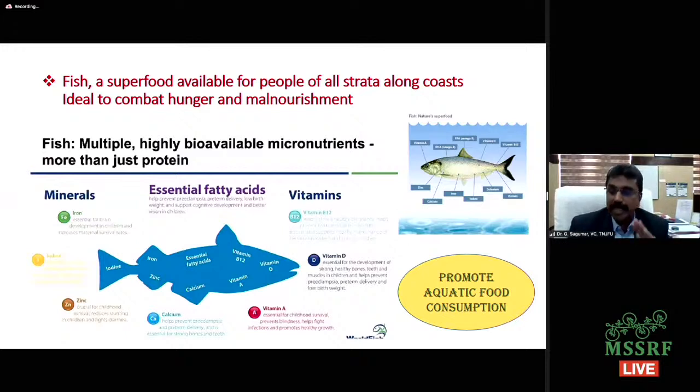I don't say that the health status is very bad. It is really good. From our studies, we have found that, compared to other agricultural rural areas, these coastal people are really healthy in terms of their growth, their build, their ability to take decisions. So both mentally and physically, they are healthy.